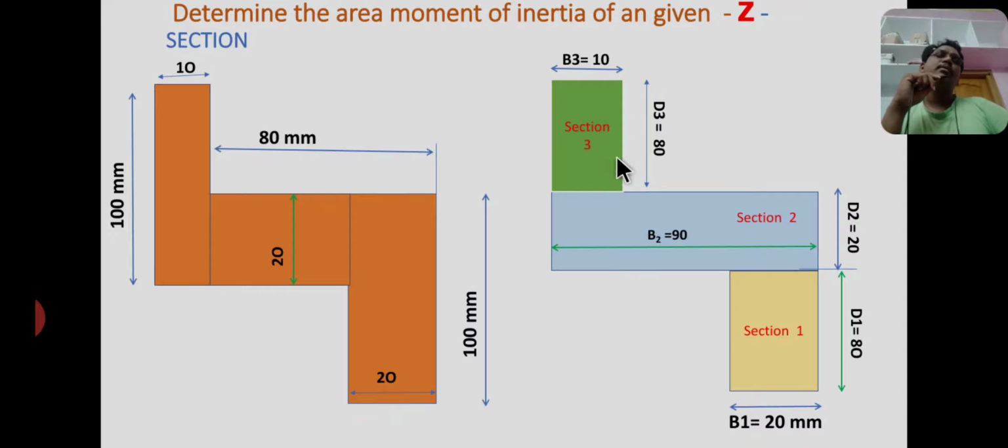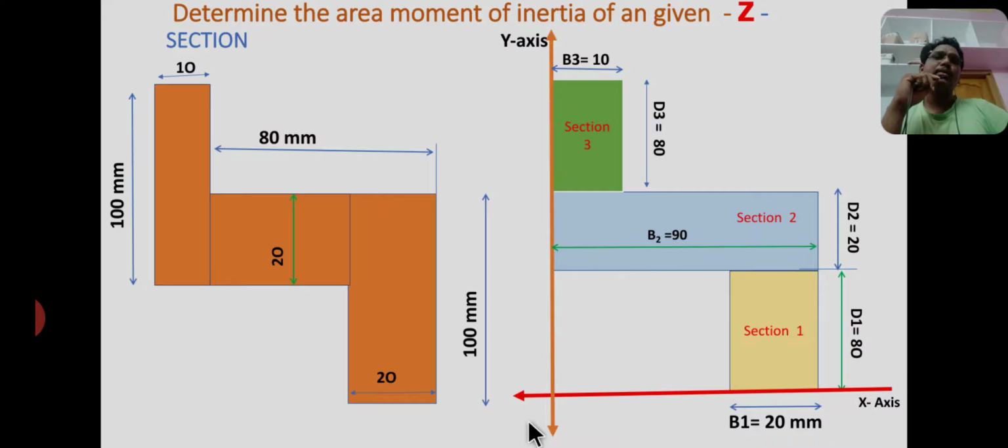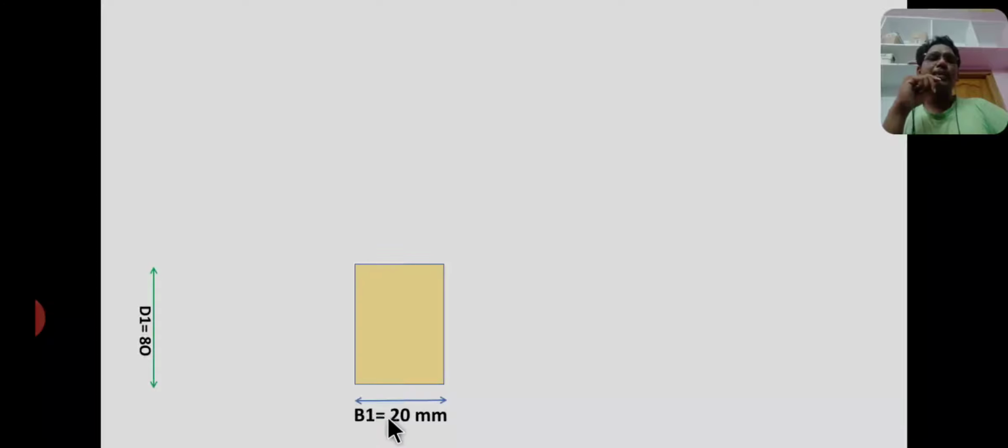I consider the x-axis at the bottom edge and the y-axis at the left side edge. This is the origin. Now coming to the individual areas. The area of the bottom rectangle, a1 equal to base into depth, that is b1 into d1 equal to 20 into 80, A1 equal to 1600 mm square.